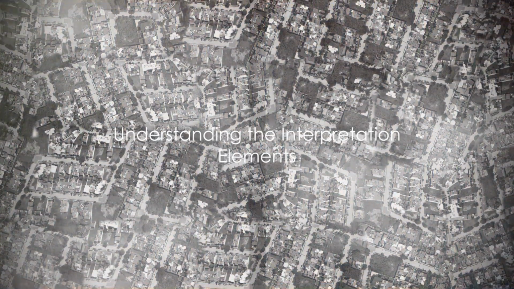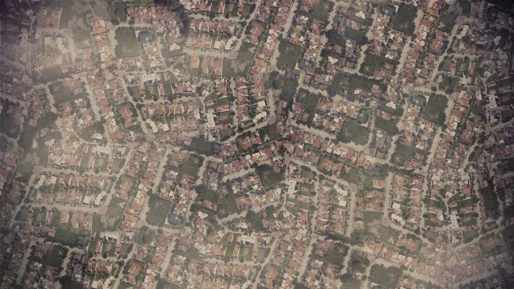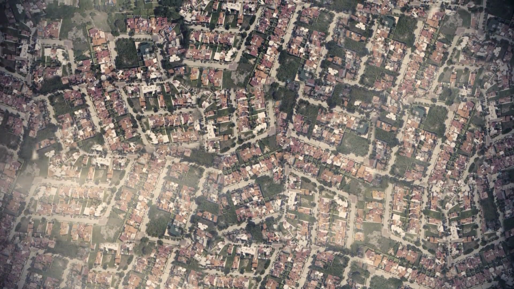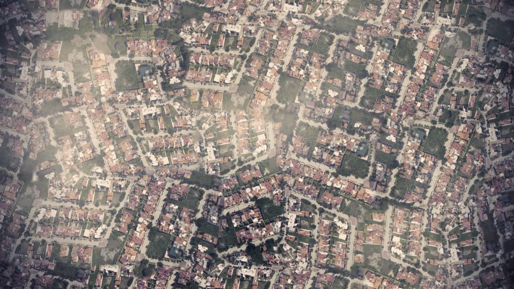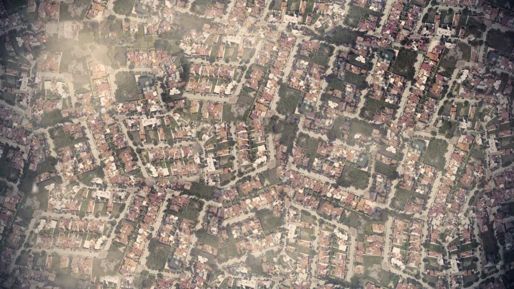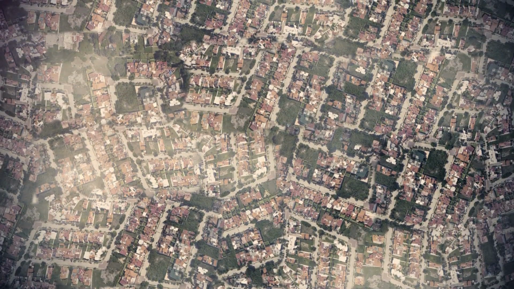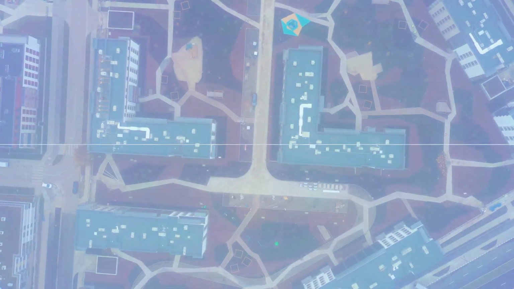Size, for instance, can provide clues about the scale of the object. Shape can hint at the nature of the object, whether it be man-made or natural. Shadows can reveal an object's height and structure, while tone and texture can indicate material properties. The pattern can tell us about the arrangement or distribution of the objects. And finally, the associated relationship can provide insights into the interaction between different objects.